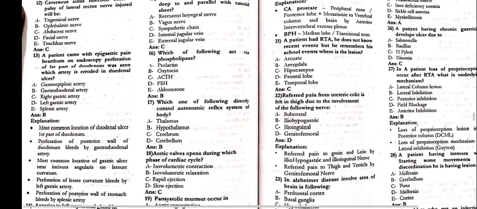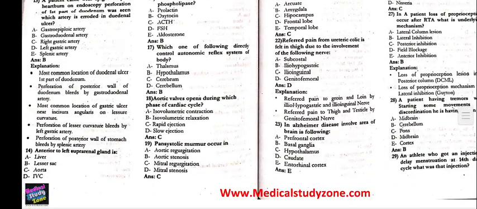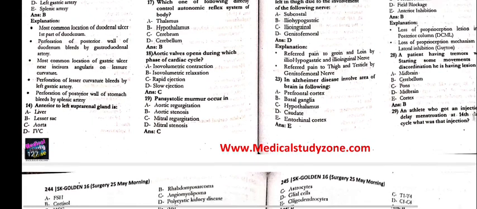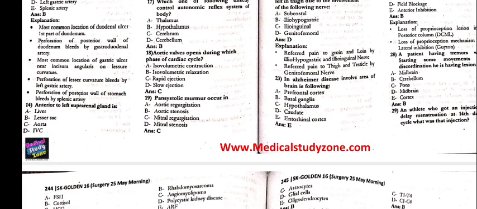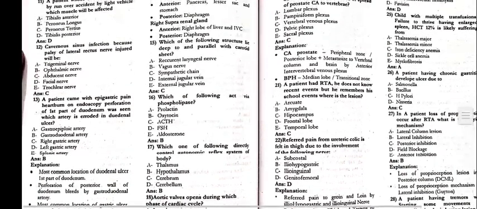That is the sympathetic chain. 16, which of the following acts by phospholipase C? Oxytocin. 17, which one of the following directly controls the autonomic reflex system of the body? Hypothalamus. 18, the aortic valve opens during which phase of the cardiac cycle? The rapid ejection phase. 19, the pansystolic murmur is associated with mitral regurgitation.